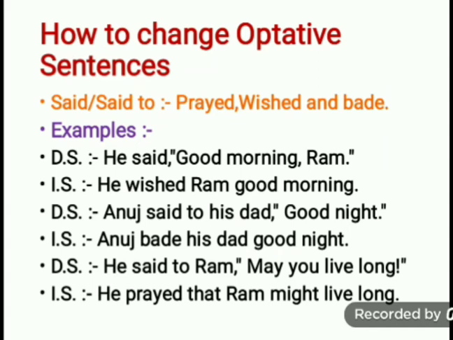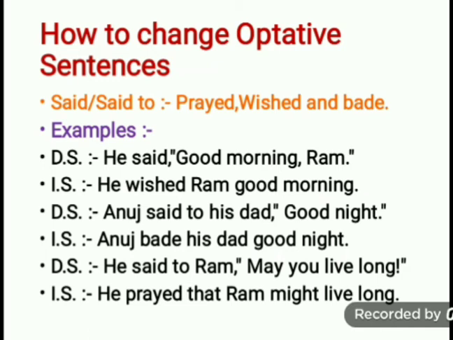How to change optative sentences. Said and said to are to be converted into prayed, wished and bade. These are the words which are basically used to praise one another. Let's see some examples.